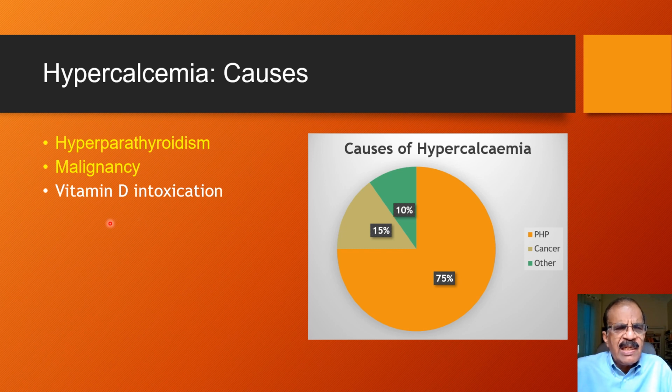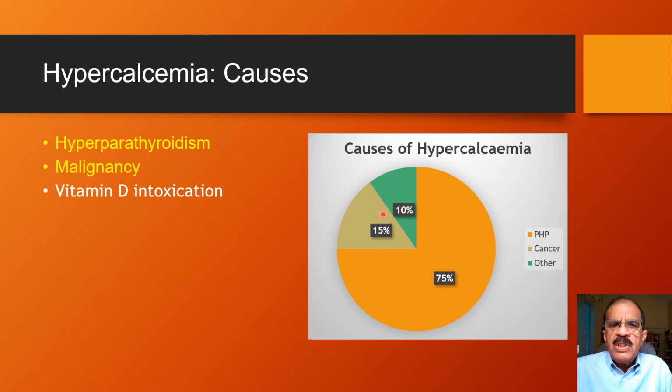So theoretically at least, this large quantity of vitamin D can cause vitamin D intoxication, because vitamin D is a fat soluble vitamin. Once ingested, it is not easily excreted. So there is a possibility that there are massive levels of vitamin D, and that can cause vitamin D intoxication. That is another cause of hypercalcemia.